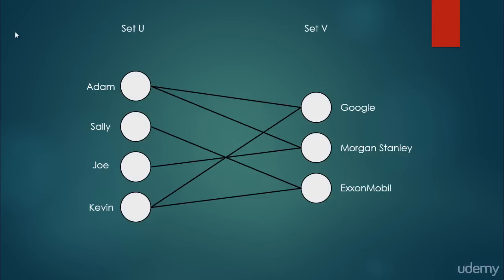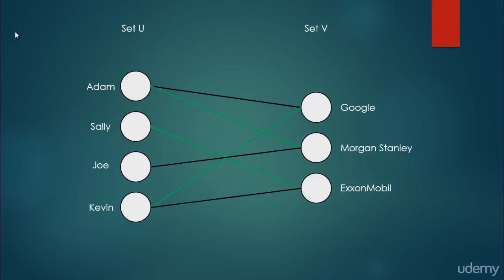And of course, these edges represent that, for example, Adam can have a job at Google as well as Morgan Stanley. For example, it can be the situation when he's a software developer with some interesting quantitative finance knowledge, then he can get a job at Google as well as in Morgan Stanley. Sally, for example, can have a job at ExxonMobil only, and so on. So we can construct this bipartite graph without any problem. We just have to know the competences of the people.